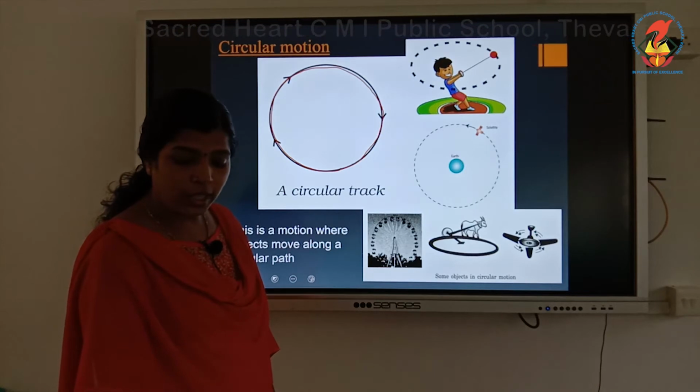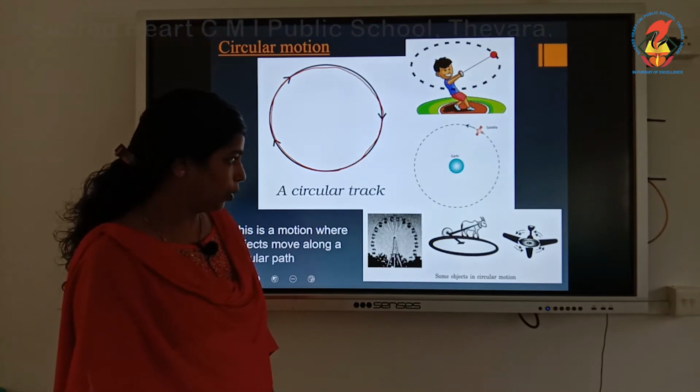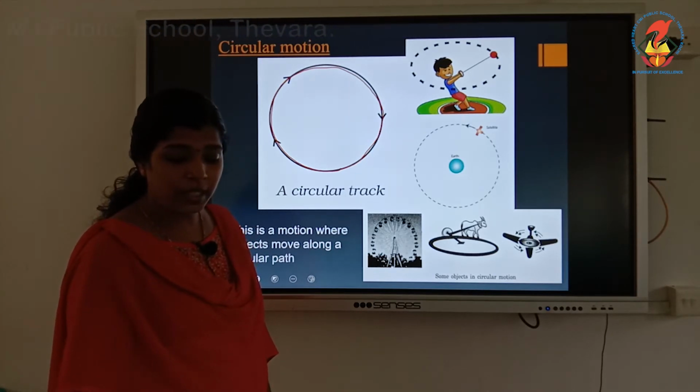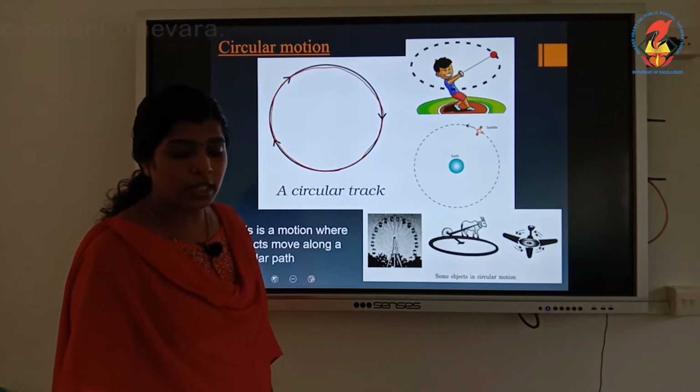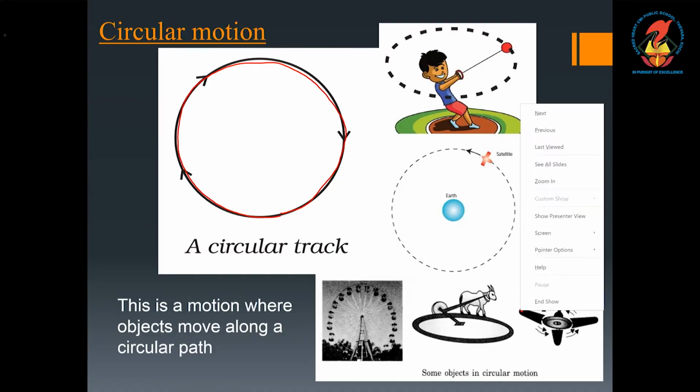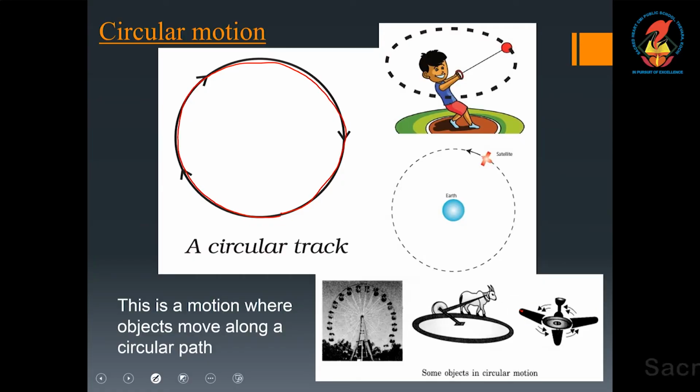Then a bull tied to a rope moving around a fixed pole is an example of circular motion. A ceiling fan remains at one place but its blades move in circular motion. If you mark a dot on the blades of this fan, the movement of that dot is along a circular path. So that's circular motion: the motion where objects move in a circular path.